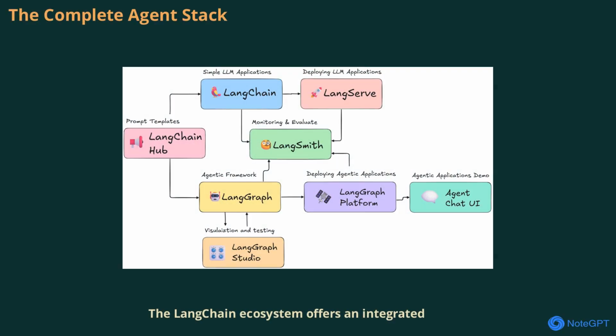LangChain ecosystem offers an integrated stack for every stage of agent development. From rapid prototyping with LangChain to custom logic with LangGraph and production-grade engineering with LangSmith, you have the right tool for every job. This unified approach streamlines your workflow and accelerates your path from idea to deployment.